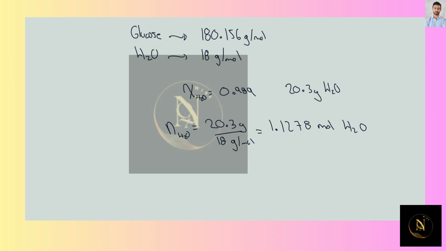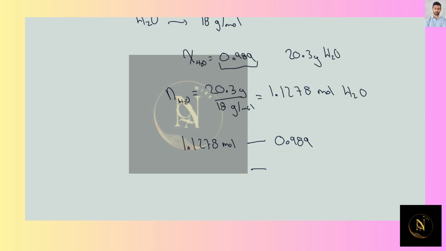So now this fraction is going to represent 0.989 of the system. So with this we know that out of the total, this is going to correspond to 0.989 fraction of the system. Thus, since the sum of the fraction of water plus the fraction of glucose needs to be equal to 1, then the fraction of glucose would be equal to 1 minus 0.989, which is a fraction of 0.011.